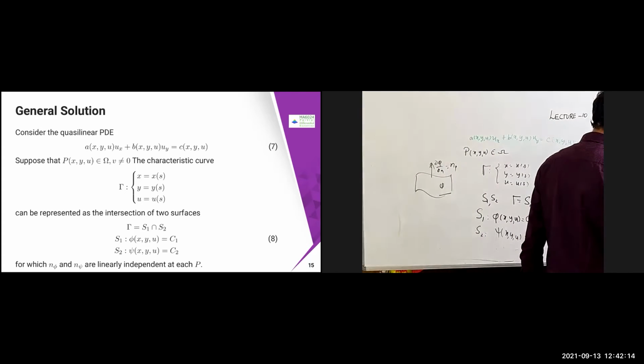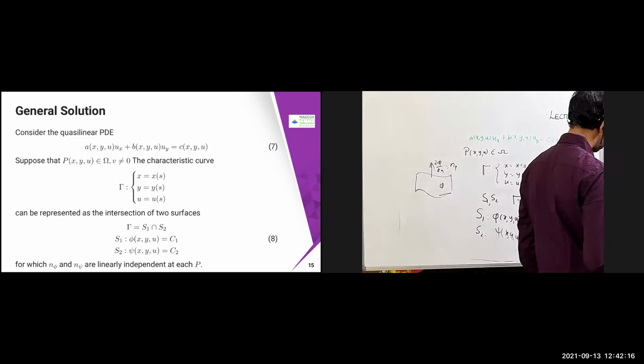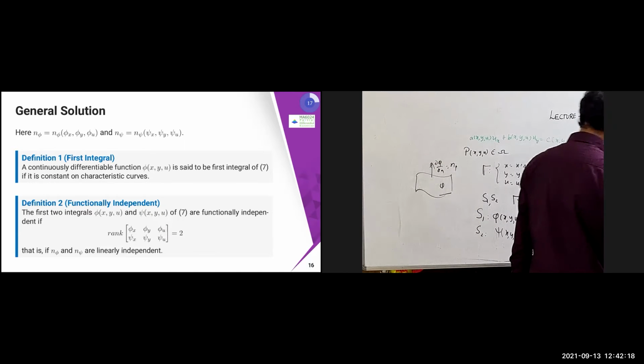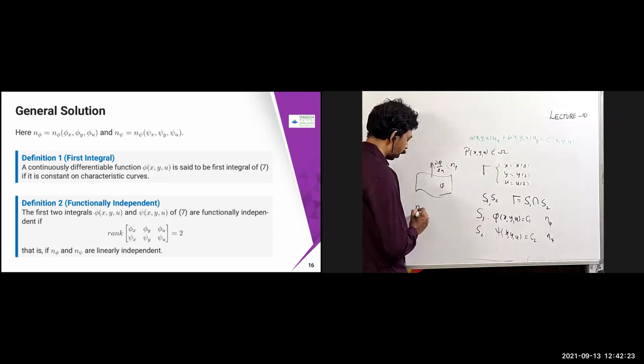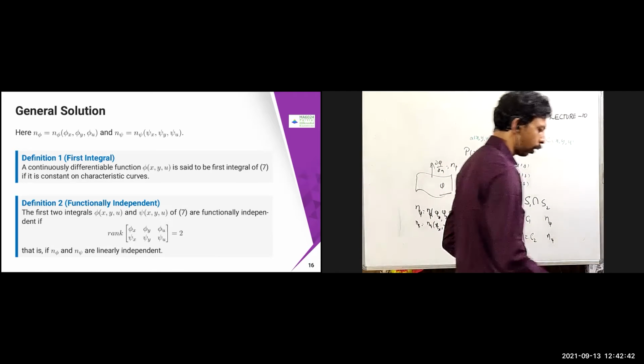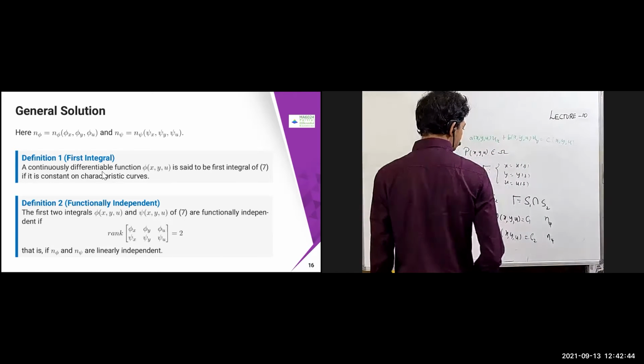Then I'm going to derive a general solution for this problem. As I mentioned, n pi is a function of π_x, π_y, π_u. Similarly, n psi is a function of ψ_x, ψ_y, ψ_u.